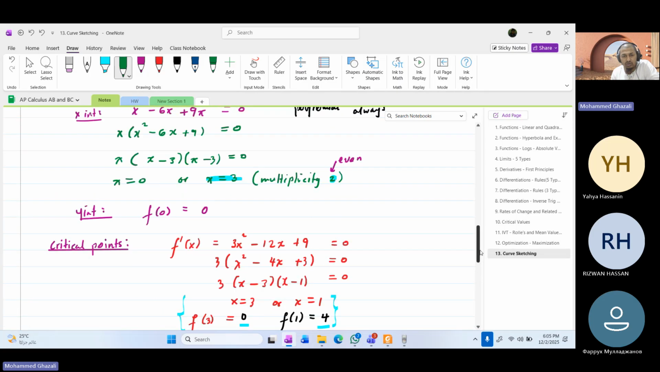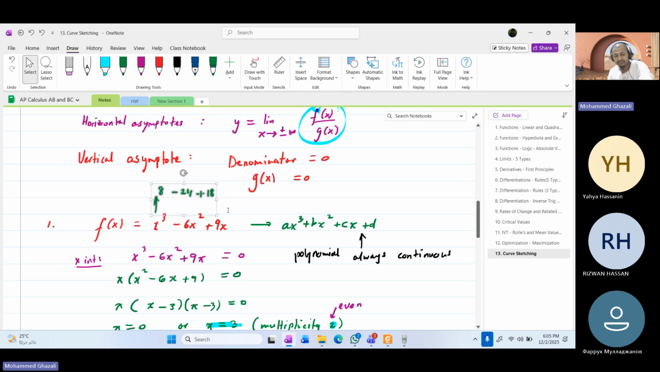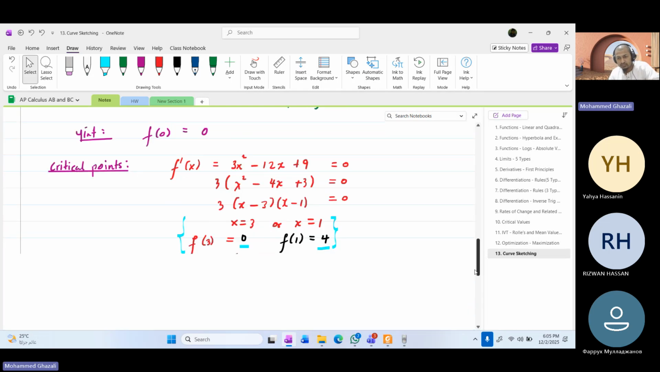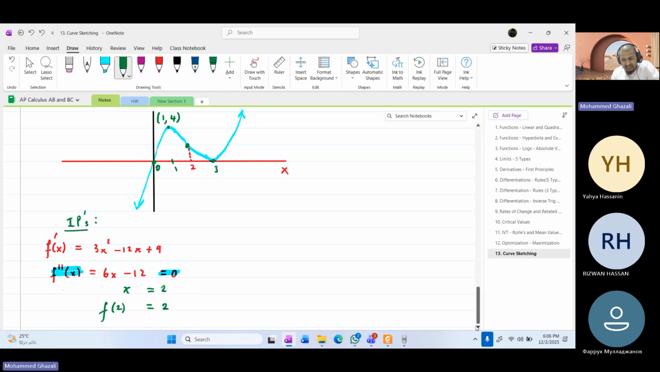Put 2 inside the original function. 2 cubed is 8. 6 times 4 is minus 24. 9 times 2 is 18. What's this answer here? 2, correct? 26 minus 24, yeah, the answer is 2 there. So 2 and 2. So what's the inflection point? The inflection point is at (2, 2).